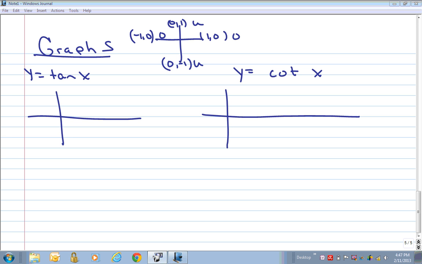All right, so tangent. A couple things that we know. We know that tan, look at this. I'm going to go ahead and mark pi over 2, pi, 3 pi over 2, 2 pi, negative pi over 2. All right, so look at this. Tangent is undefined at pi over 2. So we're going to draw an undefined line.